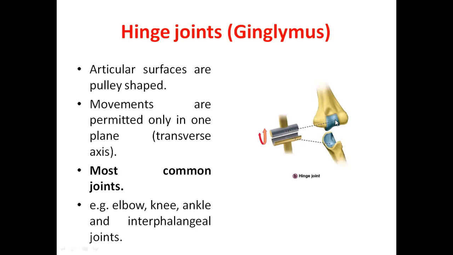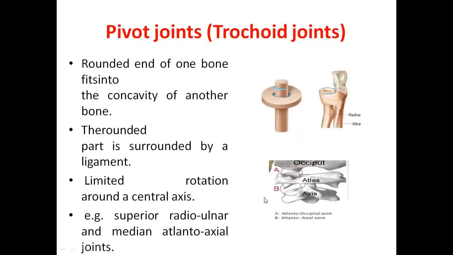Examples are the elbow joint, humerus and ulna. This is the pulley. Another example is the ankle joint and interphalangeal joints. This is the third type of the synovial joints. These are called pivot joints. They are also called trochoid joints.